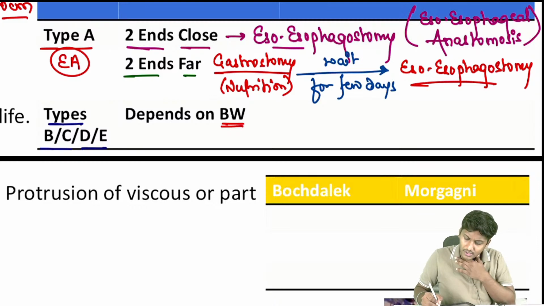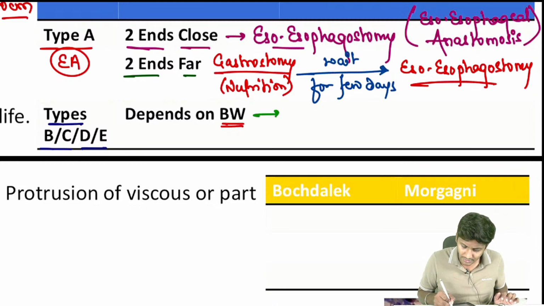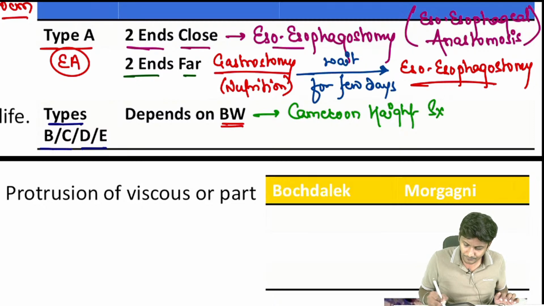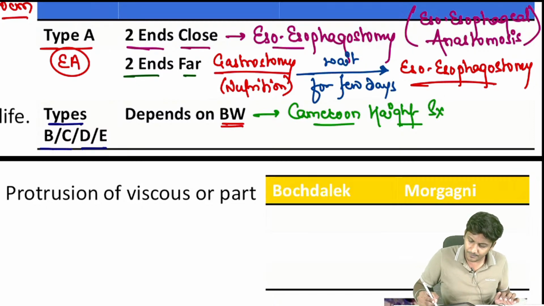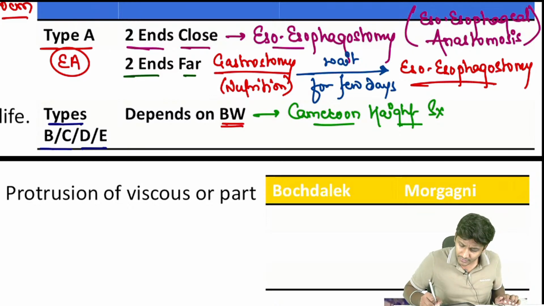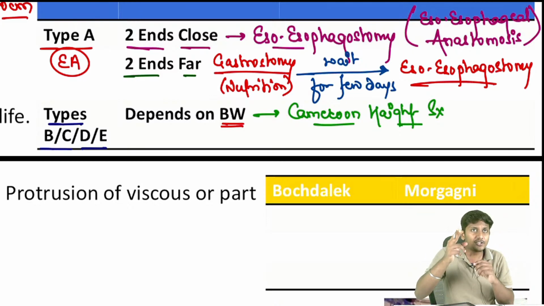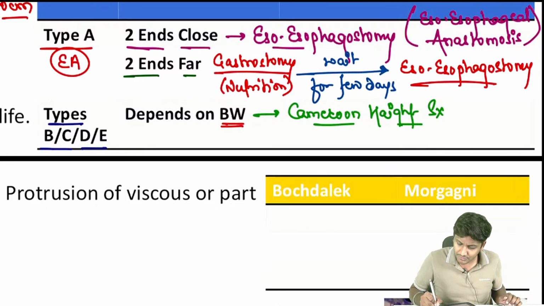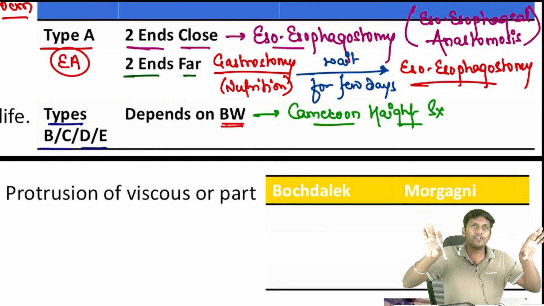It depends on the birth weight, and the surgery which is done has a common name. It is called the Cameroon head surgery. Okay, उस surgery का नाम क्या है बच्चे? It is known as the Cameroon head surgery. Now what do we do in this Cameroon head surgery? First of all we cut the fistula. सबसे पहले we cut the fistula, then definitely we repair the fistula, and we close both the openings which are there.